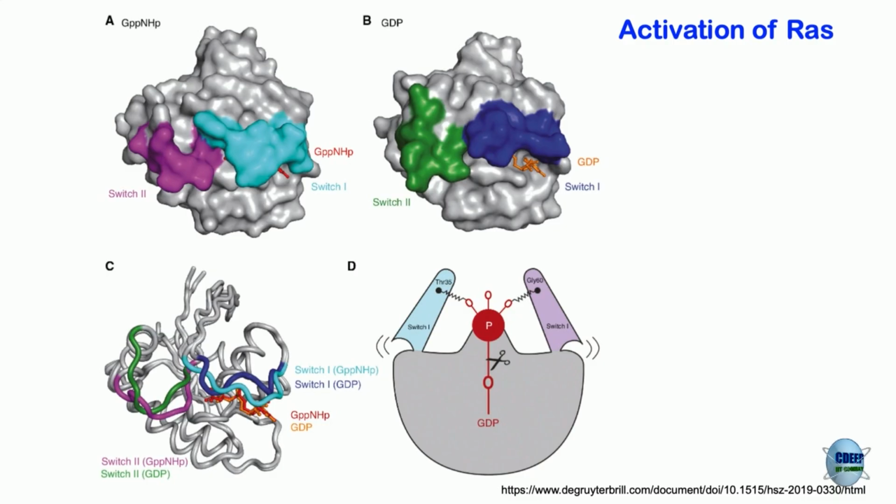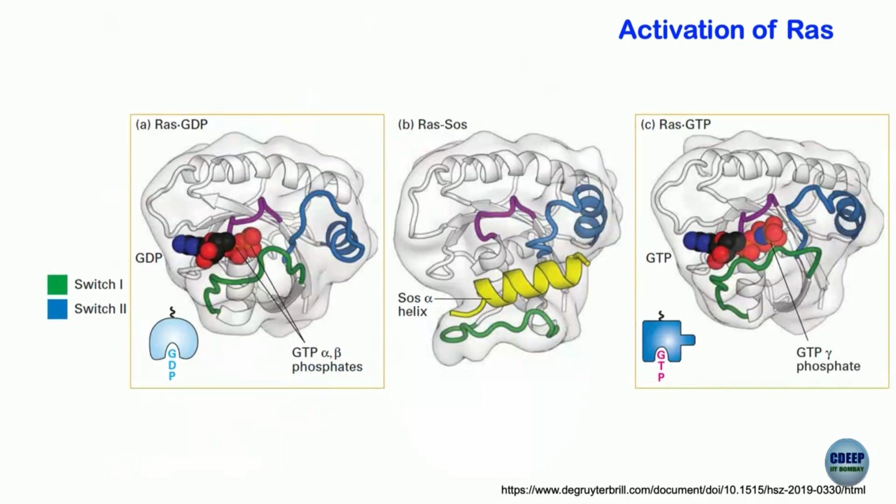Who is going to do this exchange of GDP with GTP? Your SOS, that is son of sevenless. People have resolved the structure of this one as well. So, in this case, just look at the second structure, we should not get worried too much. This SOS has this alpha helix. Do you see this yellow color alpha helix? This alpha helix is sitting very nicely between switch 1 and switch 2 regions of your RAS.